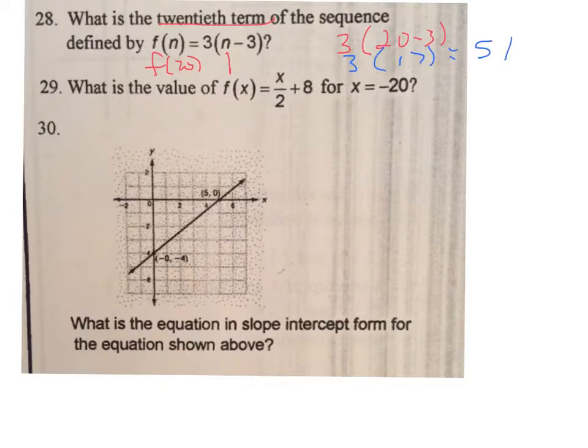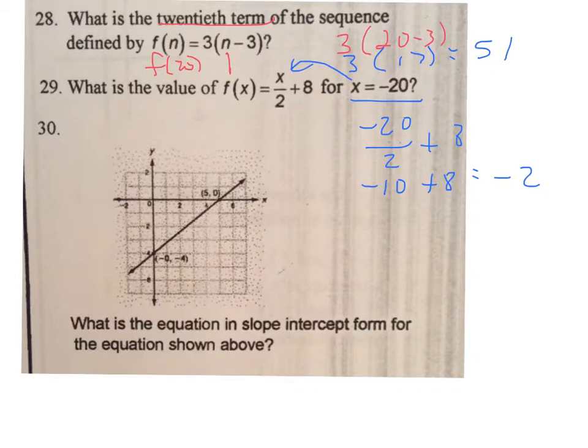On number 29, what is the value of f of x equals x divided by 2 plus 8 when x is -20? So what you're going to do is substitute that -20 in for x. So you're going to get -20 divided by 2, and you're going to add 8. So that becomes -10 plus 8, which is -2.